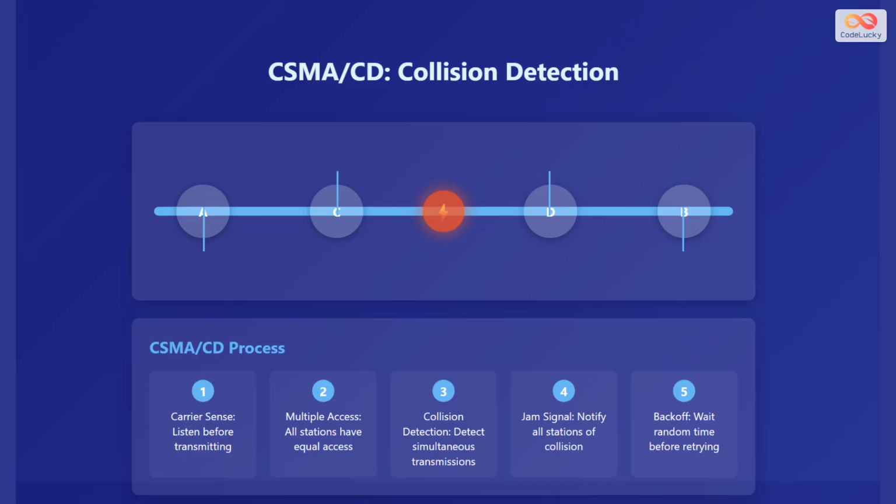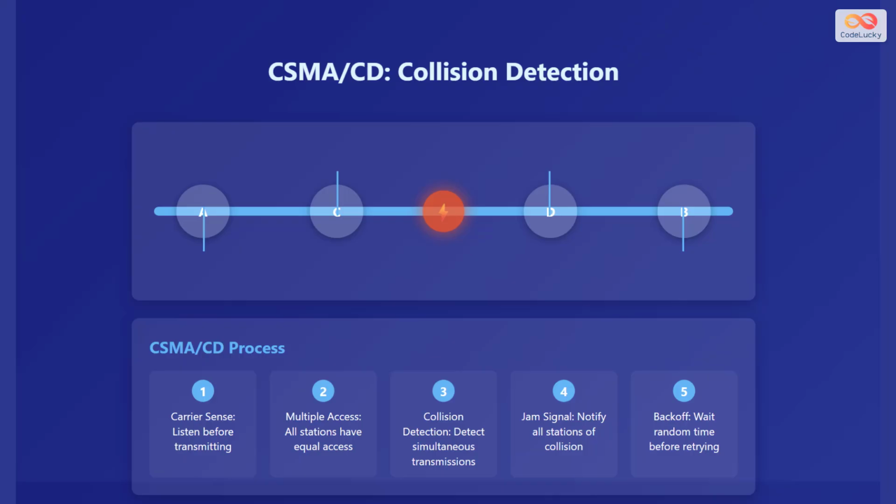Next, we have the multiple access process, which means all stations have equal access to the network. If the network is idle, any device can transmit data. When a collision occurs, simultaneous transmissions can be detected. If 2 or more devices transmit at the same time, a collision occurs. This collision is detected by the transmitting devices.